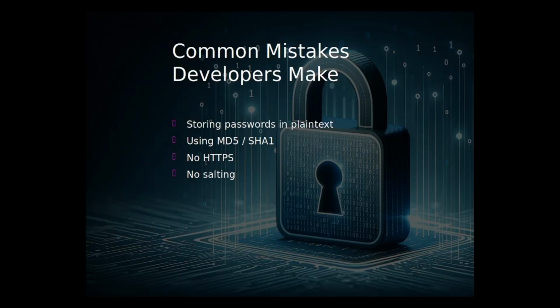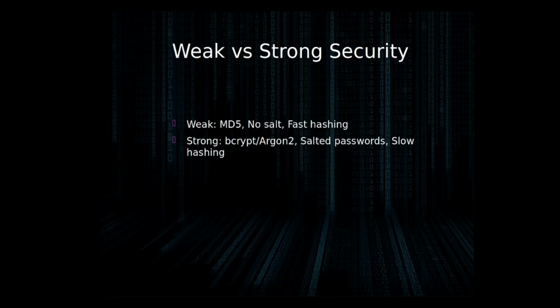The common mistakes that developers make that lead to the exposure are storing passwords in plain text, using weak hashing algorithms such as MD5 or SHA-1, not implementing HTTPS, and not using salting. When we compare weak versus strong security, MD5 with no salt and fast hashing are weak, while strong approaches include bcrypt, Argon2, salted passwords, and slow hashing.